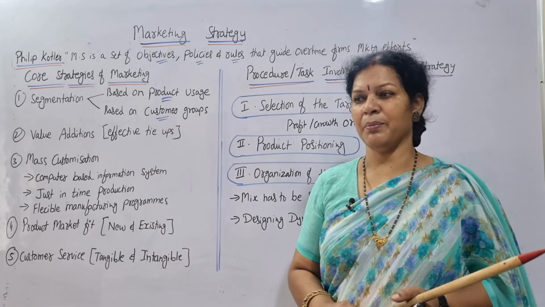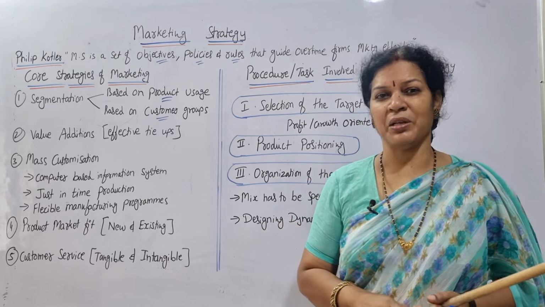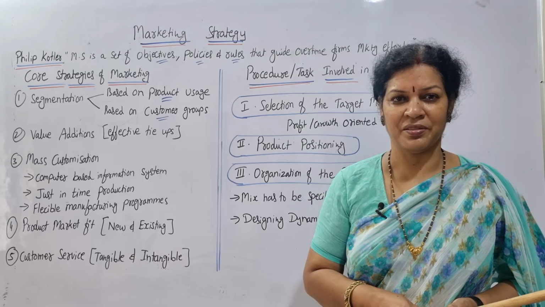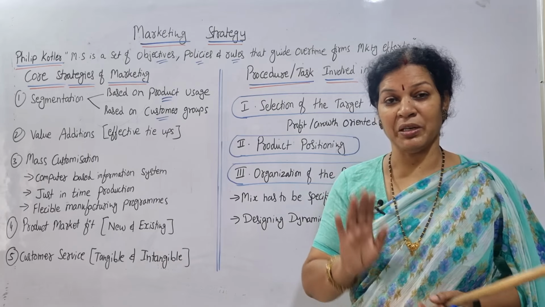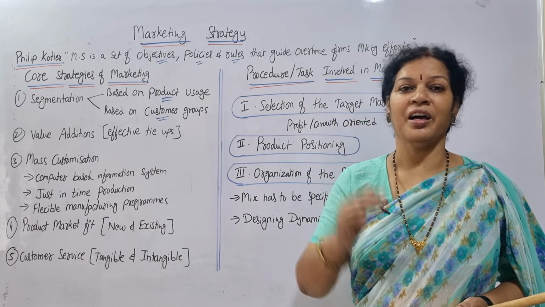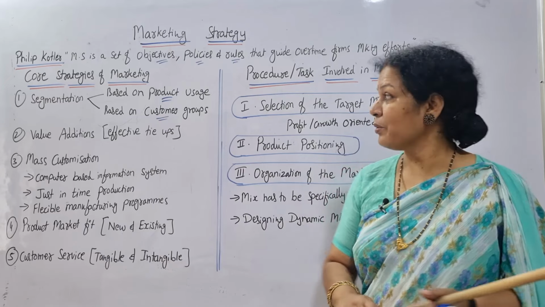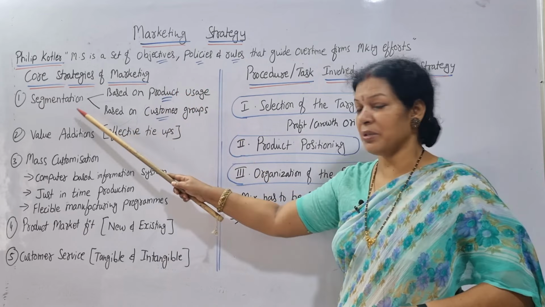For example, Head and Shoulders or Clinic Plus, any shampoo, a sachet is available for 1 or 2 rupees, right? So anyone can buy it. The same product is also available in a bottle, which is for slightly higher class people. So like you can see, this is segmentation based on product usage.